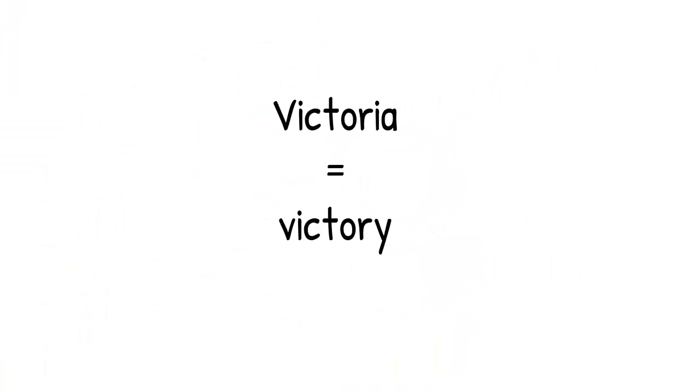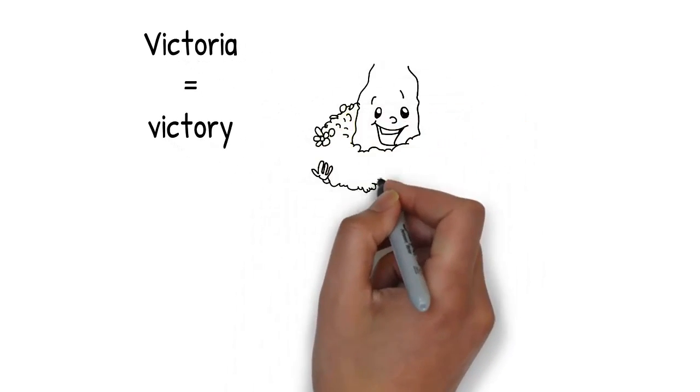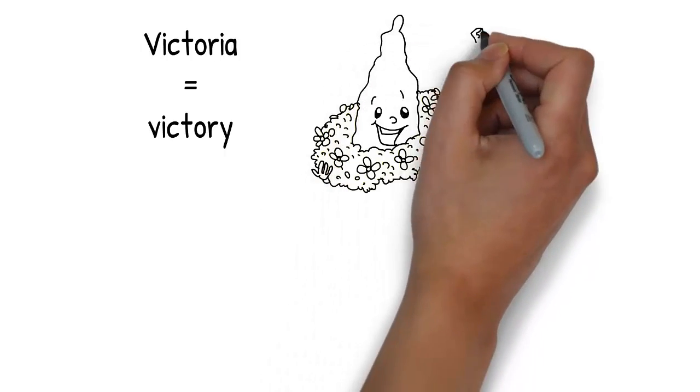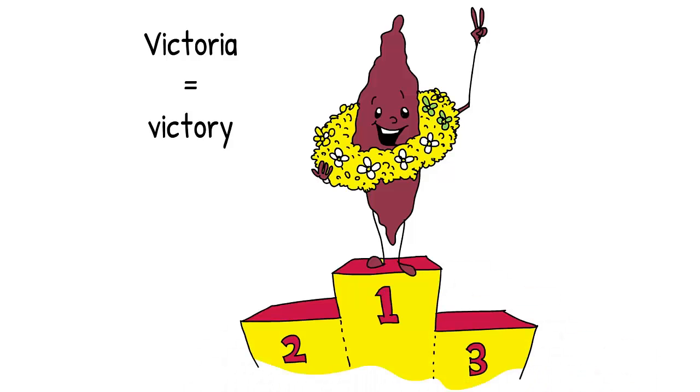The next monarch after William IV was the iconic Queen Victoria. To remember Victoria, we'll link it to victory. The yam wakes up and climbs onto the top step of a podium, where it has a winner's wreath put around its neck and holds its fingers in the V for victory sign. It is victorious. Clearly imagine this scene of victory, and it will prompt you to recall Queen Victoria.